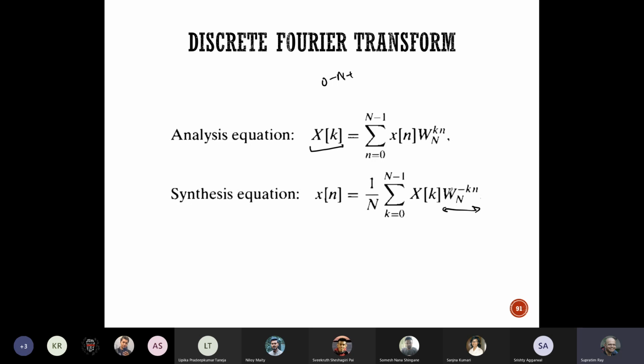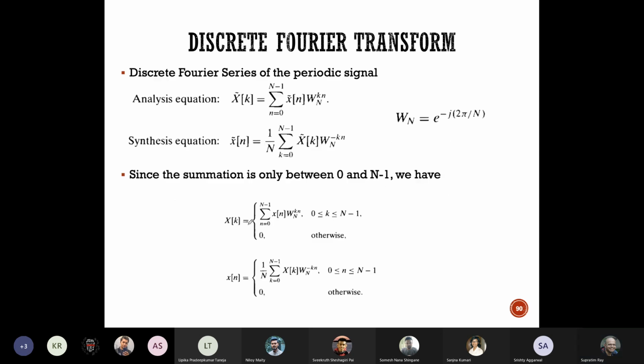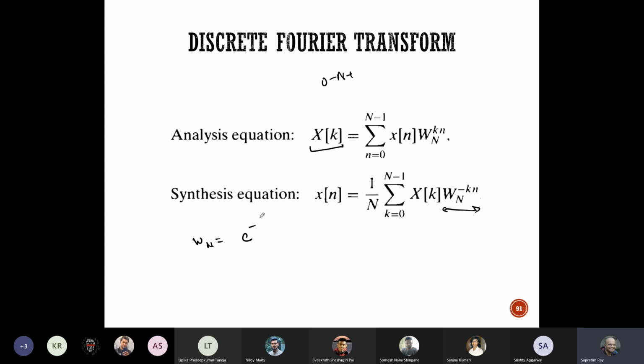This is a complex sinusoid. This has a frequency of omega n, which is e to the power minus j 2 pi by n. So omega n to the power minus kn is just e to the power j 2 pi by n kn. So this thing is just a complex sinusoid, cos 2 pi by n kn plus j sine 2 pi by n kn.